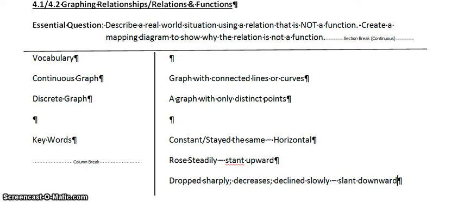Whereas if it drops sharply, it's going to go down real quick, kind of like the drop off on a roller coaster. If you've ever been on the Titan at Six Flags, it drops sharply. So that means it goes down really quickly. Those are going to be your keywords for graphs.